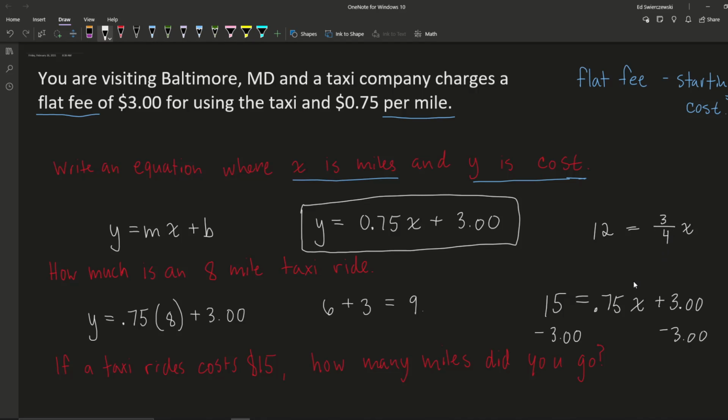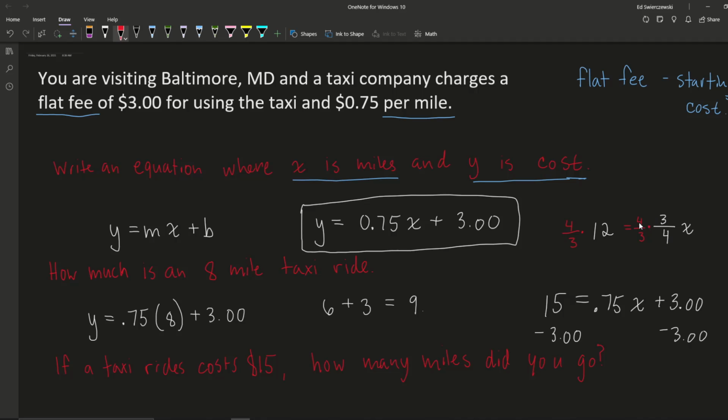And then if you guys remember this from kind of middle school or grade school, whenever you divide by a fraction, it is equivalent to multiplying by the reciprocal, which means the fraction flipped upside down. So if I multiply by 4 over 3, that is equivalent to dividing by that 3/4.